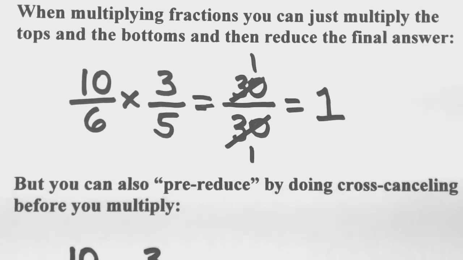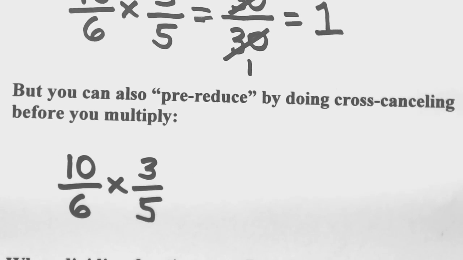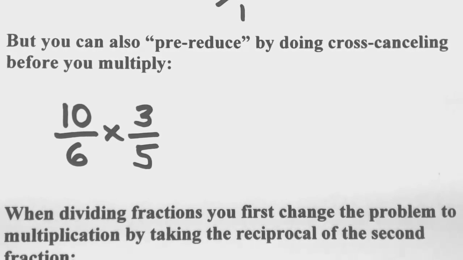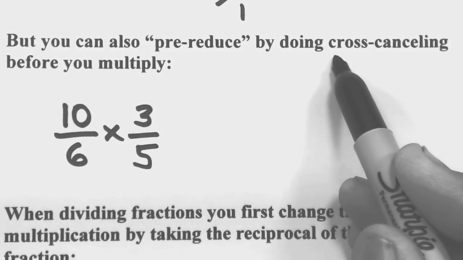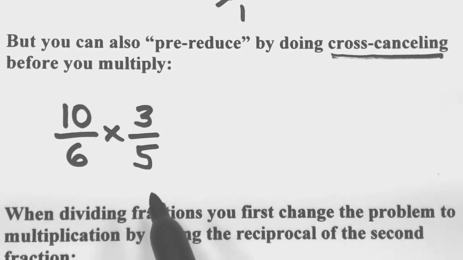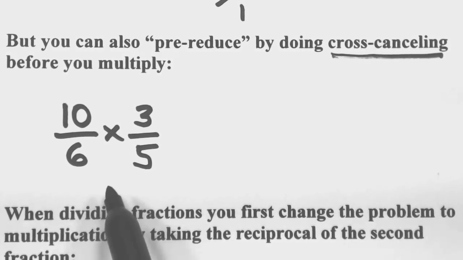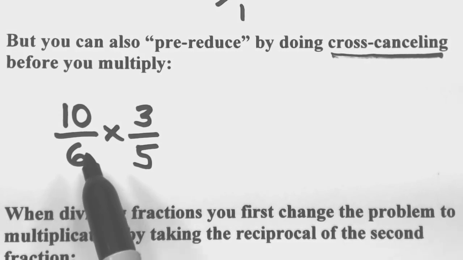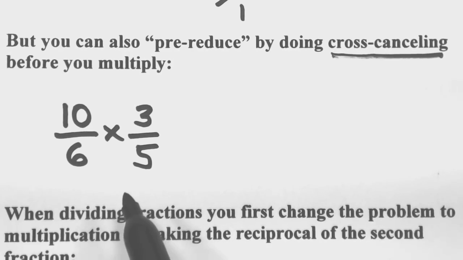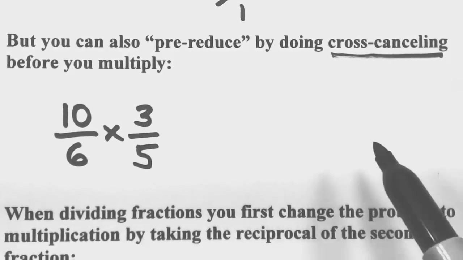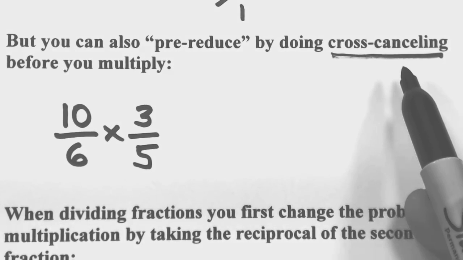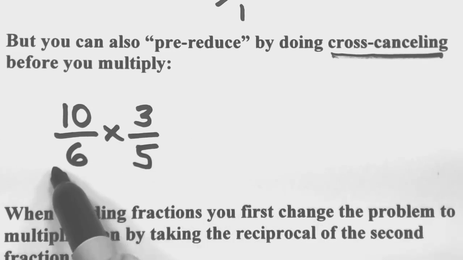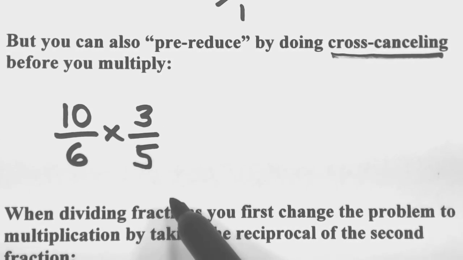But I think many of you remember that you can do some pre-reducing here. Folks normally call this cross-canceling. And it means that what you do is do some reducing before you do the multiply, and what that does is it keeps the numbers smaller. Now, I want to point out to you that this cross-canceling name here is not really a good name because some of you think you can only cross-cancel sideways. That's not true at all.